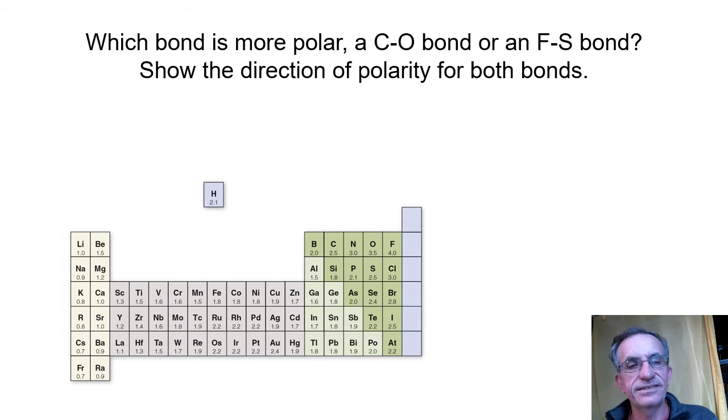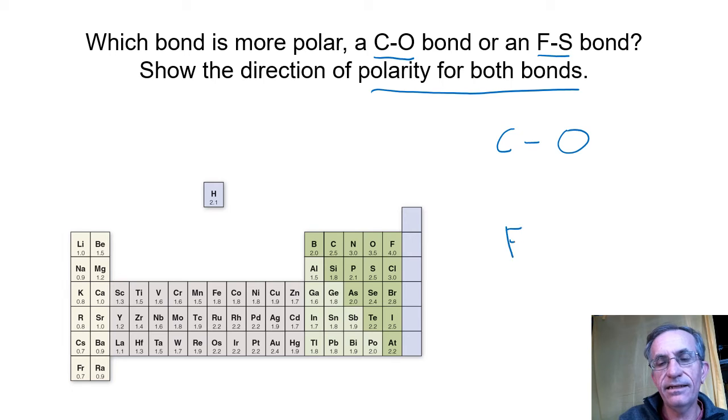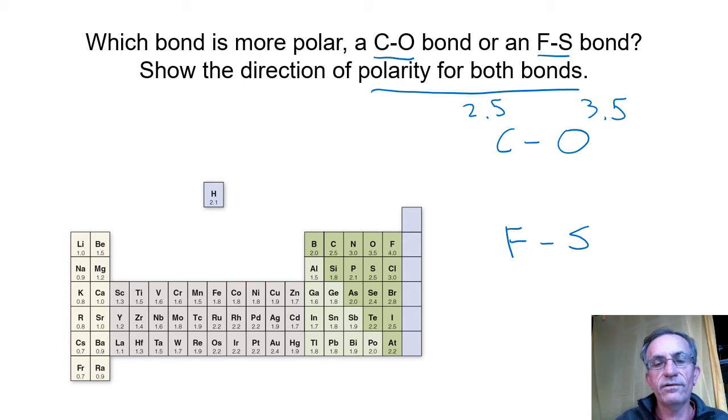All right, let's take a look at this question. It says, which bond is more polar, a carbon-oxygen bond or a fluorine-sulfur bond? And show the direction of polarity for both bonds. All right, so what does that mean? Well, when they say which one's more polar, the bond that's going to be more polar is the one where there's a bigger difference in electronegativities. The bigger the difference is, the more uneven that battle over shared electrons is. So let's write both of these bonds down, and let's look up their electronegativities. Carbon, 2.5, oxygen, 3.5. Fluorine, 4, sulfur, 2.5.